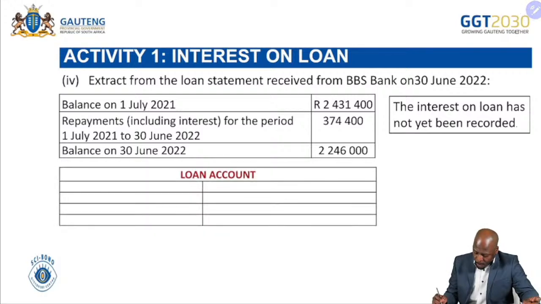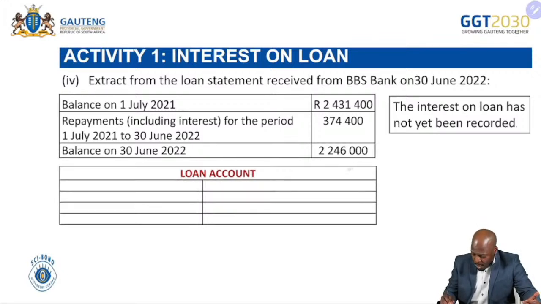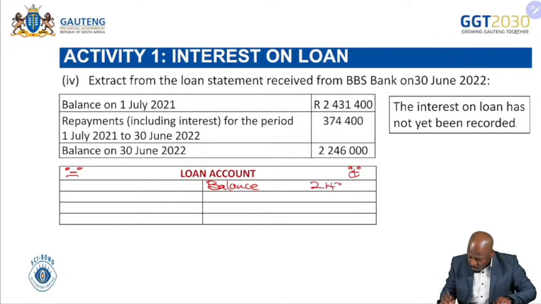And then I'm going to quickly do a loan account. So the quickest way for you to do it is simply for you to know that your loan is a liability. So here I'm going to have my plus. So it increases here and my loan decreases over here. So here it's a minus. So I'm just going to quickly start off with my balance. How much is my balance here? That is your 2,431,400.